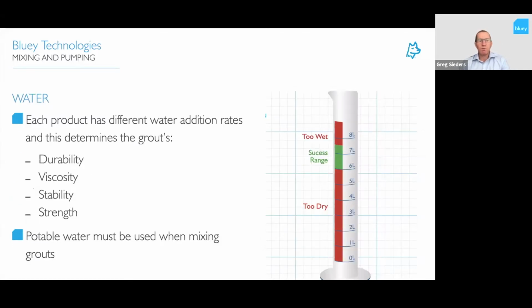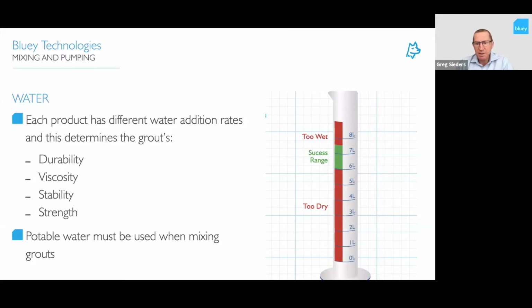So water is probably one of the most critical aspects for mixing grout. There's a lot of different water addition rates for every single product on the marketplace, and the water addition rates will have a big influence on the durability of the product, the viscosity of your product, the stability, and the strength gain. The image on your right-hand side is showing the success rate. Every product on the data sheet will have a lower limit and an upper limit for the addition of water to your grout, and this will make a big difference for your product itself.